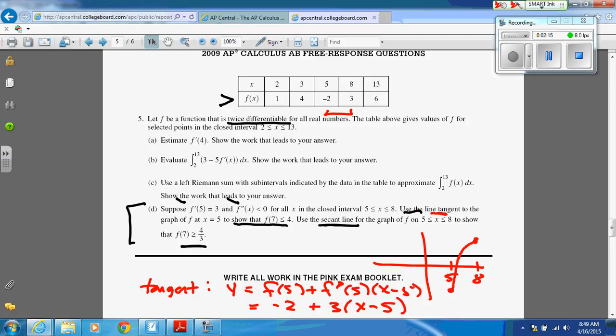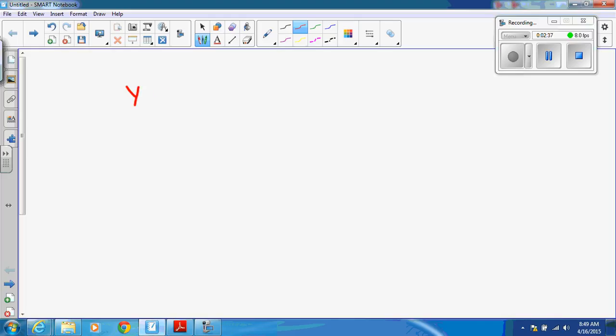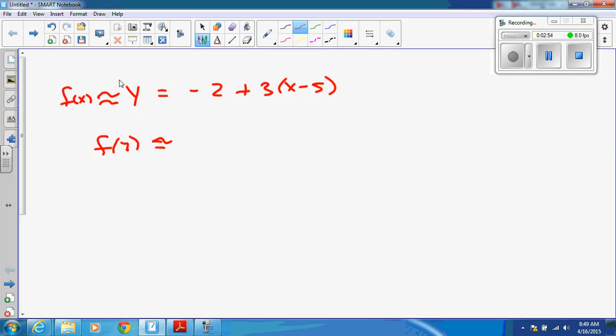Now, they tell us to use that tangent line to show that f of 7 is less than or equal to 4. I still can't quite see exactly how it's going to work out, but I am going to estimate f of 7 with my tangent line. Let me give myself a little bit of space to work here. Our tangent line so far is this guy. And this tangent line is approximately equal to f of x for x close to 5. Is 7 close to 5? Well, I wouldn't say that it's very close, but they want me to estimate f of 7, so I'm going to pretend that it is close.